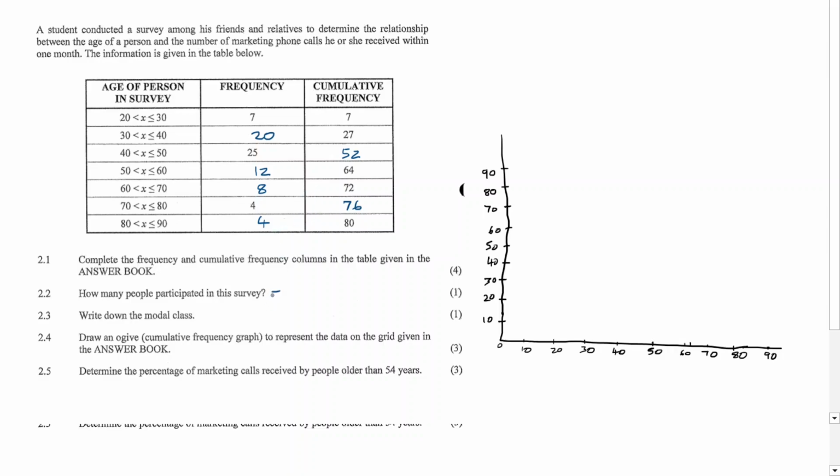How many people participated in the survey? It's the total of your cumulative frequency. Or not that you do this, you could just add up your frequencies and that should also be the same total. The modal class is just the interval that occurs the most, which is sitting here at 25. You'd write your answer exactly as you see the interval written.